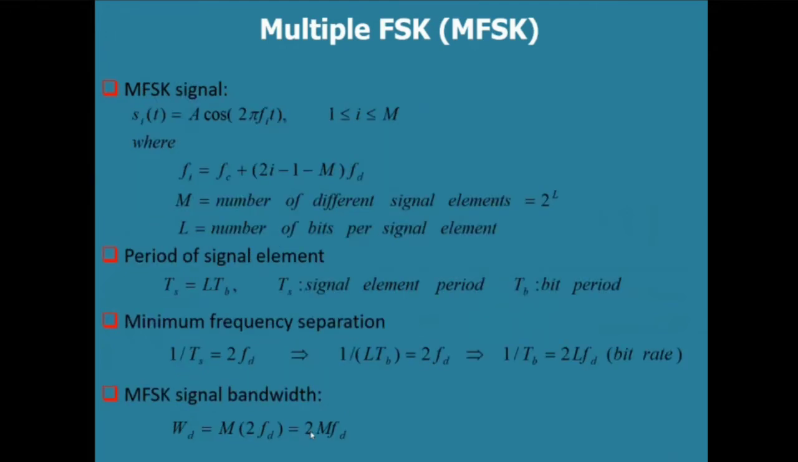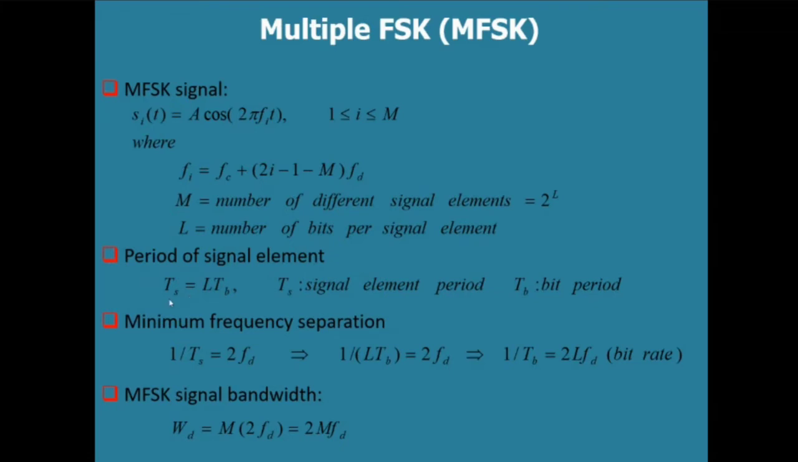So the MFSK signal s_i(t) equals A cos 2 pi f_i t, where 1 is less than or equal to i, less than or equal to M, where f_i equals f_c plus (2i minus 1 minus M) f_d, where M is the number of different signal elements, equal to 2 to the power L, and L equals the number of bits per signal element. Ts, the signal element period, equals L times T_B, where T_B is the bit period, the time required to transmit a single bit.